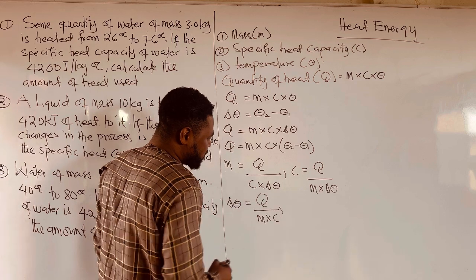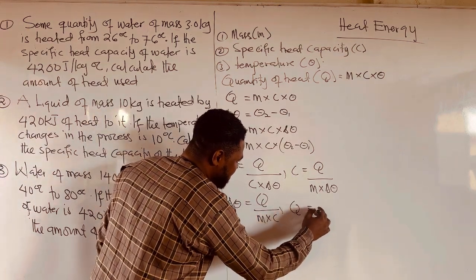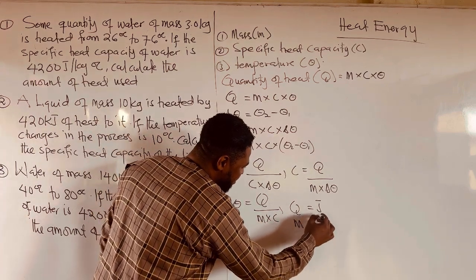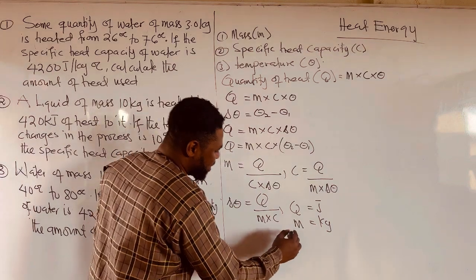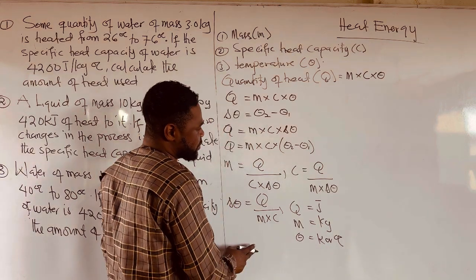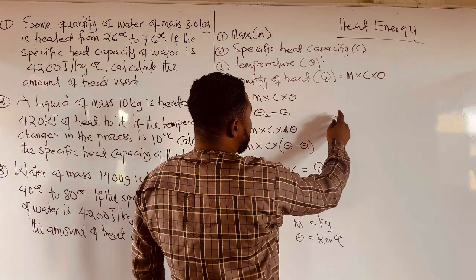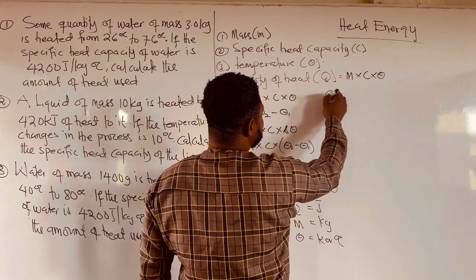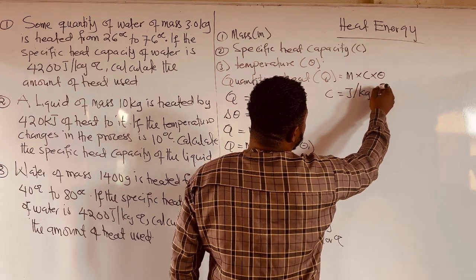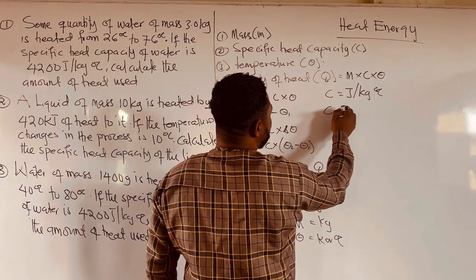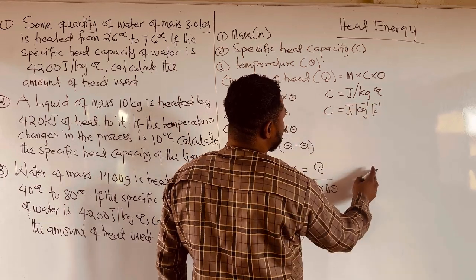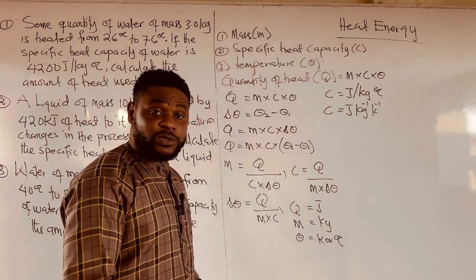Let us not forget that our quantity of heat is measured in joules, that is capital J, and our mass must be measured in kilogram, and our temperature must be measured in Kelvin or degrees Celsius. Our specific heat capacity, that is the C, is measured in joule per kilogram per degree Celsius, or we can use joule per kilogram per Kelvin. So any of these units can be used to do calculation.